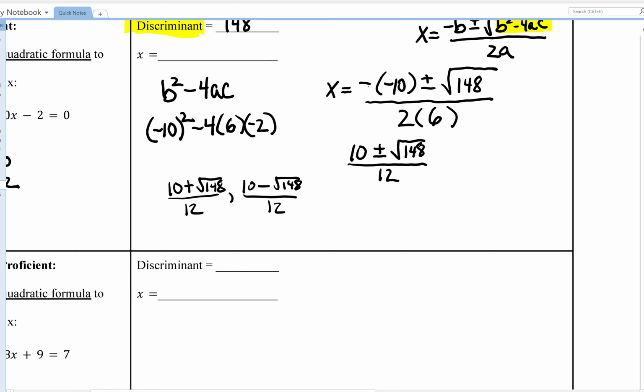But they might ask you to simplify that radical. And so we've done this back in Unit 2. I'm going to say, okay, 148, how many prime factors will go in there? 2 goes into 148. Half of that would be 74. And then 2 goes into 74. Half of that would be 37. And then I think 37 is prime.